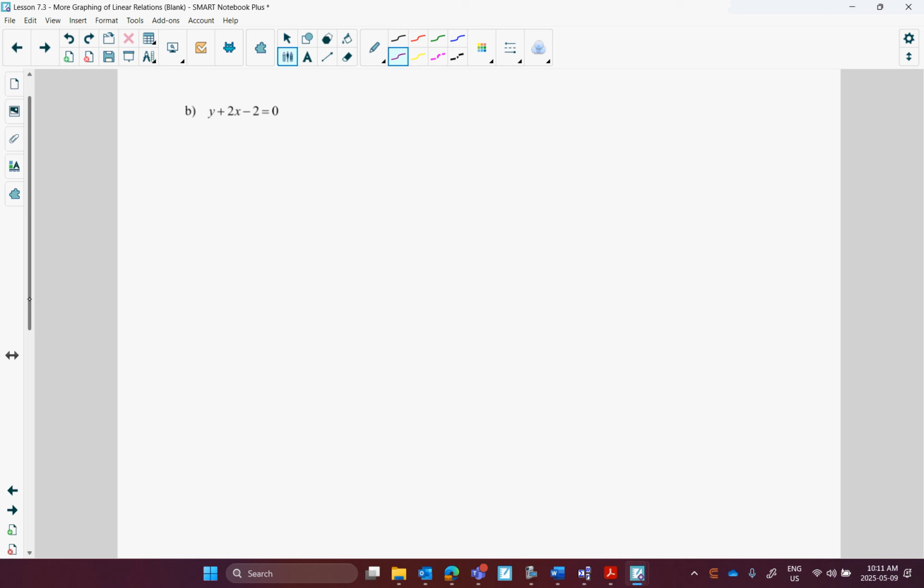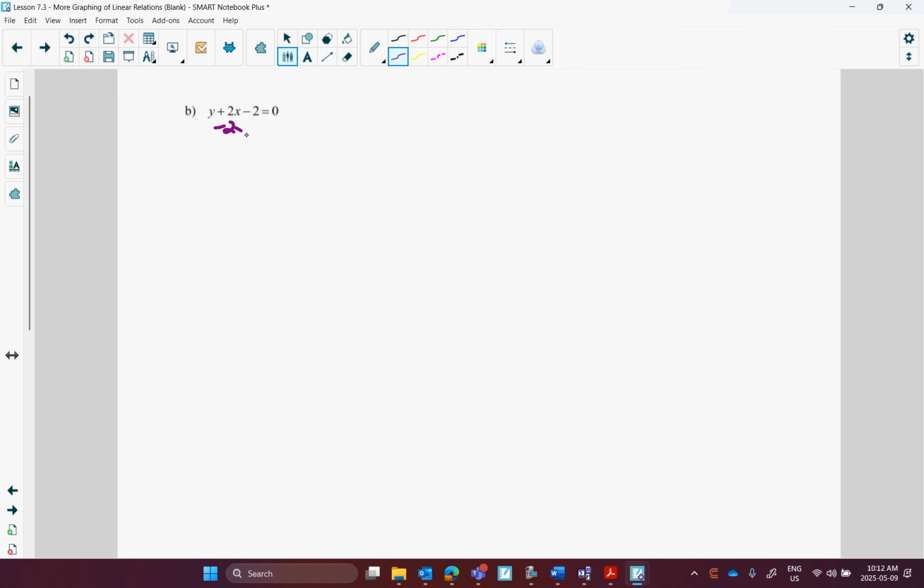What do you notice about this equation? Y is not by itself, so I can't start a table yet. This goes back to what we did at the beginning of this lesson. I need to get this over here and this over here. How do I move the 2x?